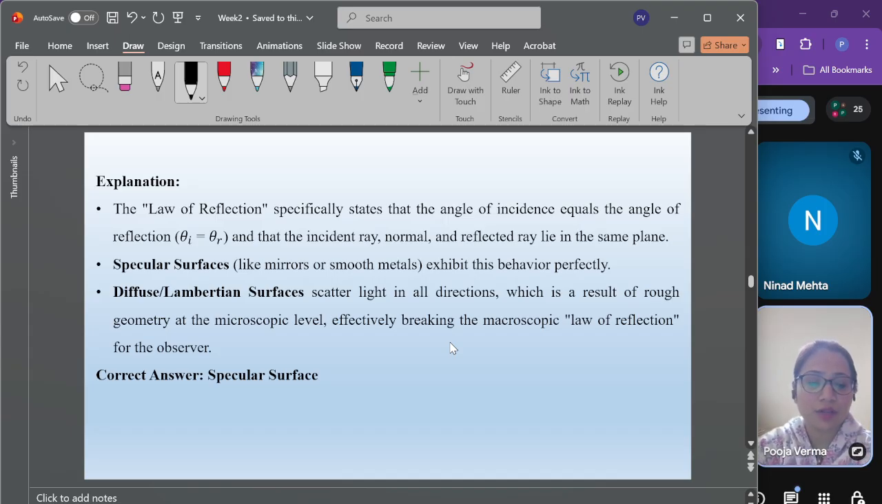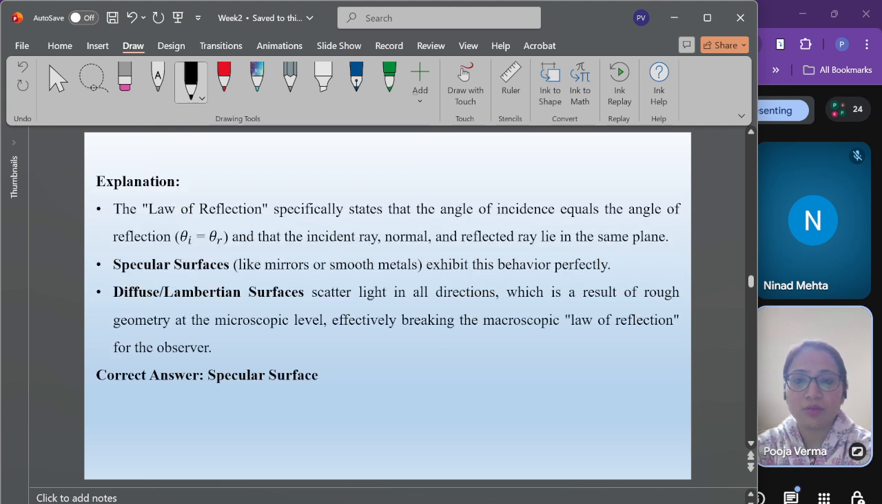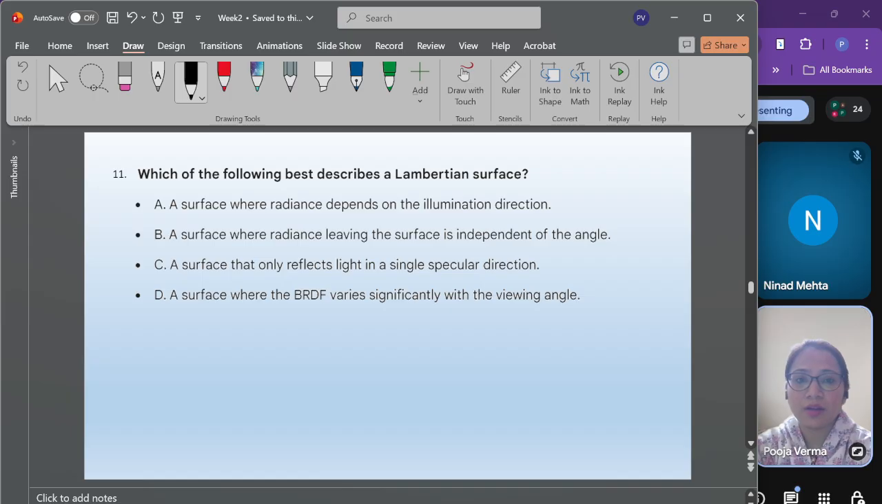Okay, so the correct answer is specular surface. A is the correct answer for this question. Specular surface obeys the law of reflection. Okay, so now moving to our next question.